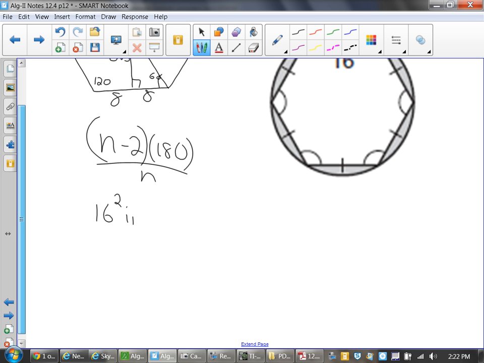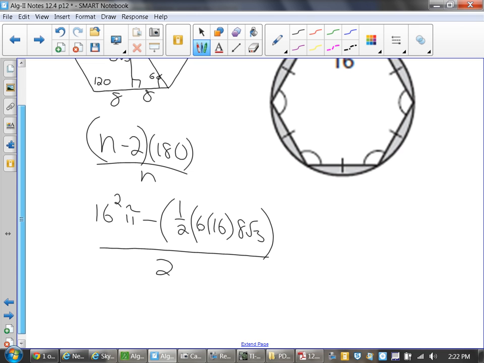16 squared pi, minus 1/2 the perimeter, which is 6 times 16, times our apothem, which is 8 root 3. We'll be on this test this week too. All over 256 pi. That's 16 squared. Okay. The tricky stuff here is remembering some of your surface area. Is that gonna be on the formula sheet? Yeah, perimeter and apothem. What's with the 256 pi? What's 16 squared?